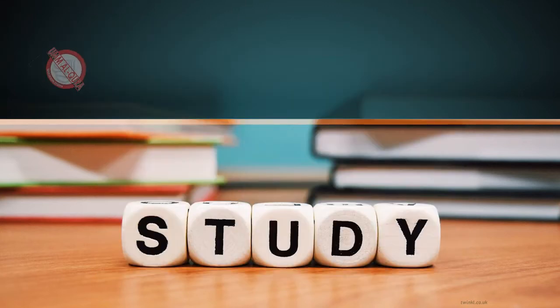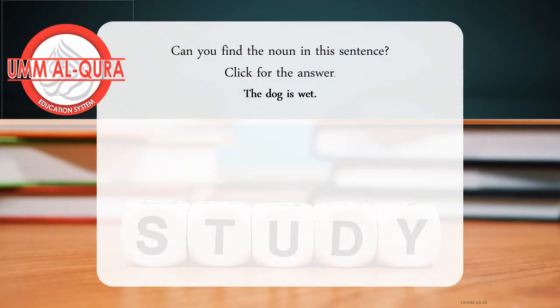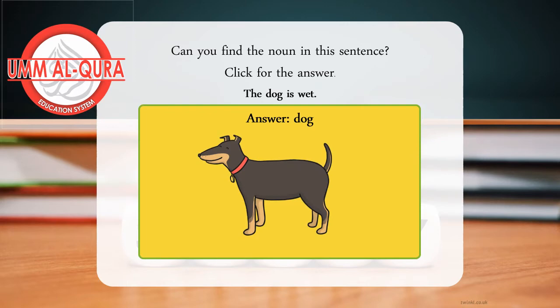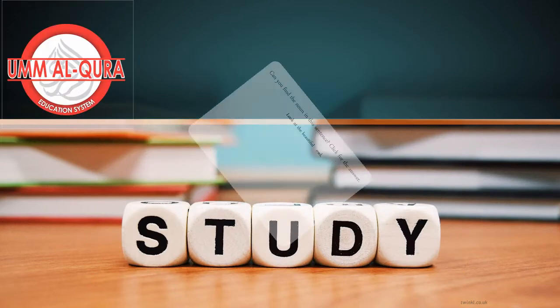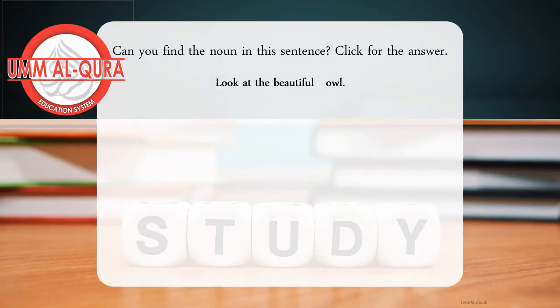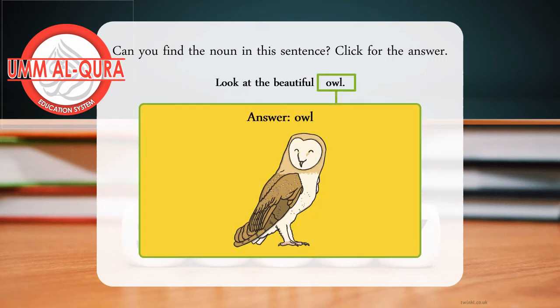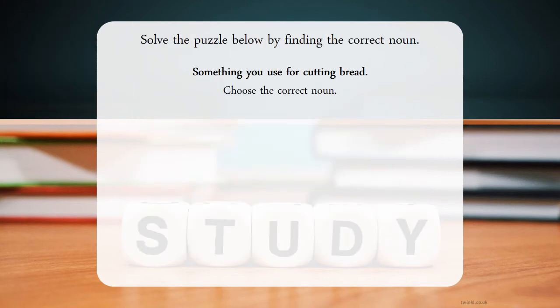Okay. Now again, can you find the noun in the sentence? The dog is wet. So what is the noun? Dog. The next one is also an example. Can you find the noun in the sentence? Look at the beautiful owl. Answer: owl is the name of a bird, so it's a noun.